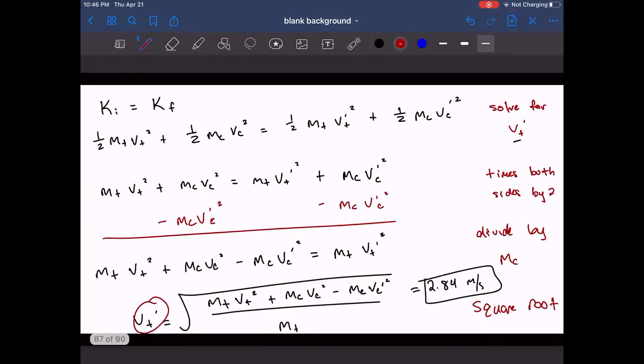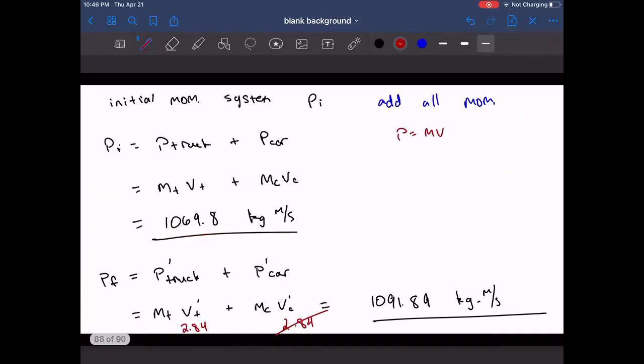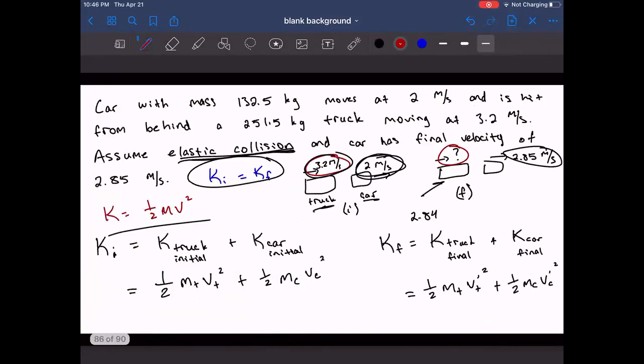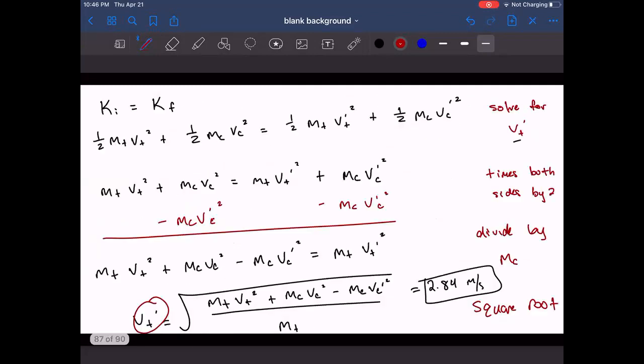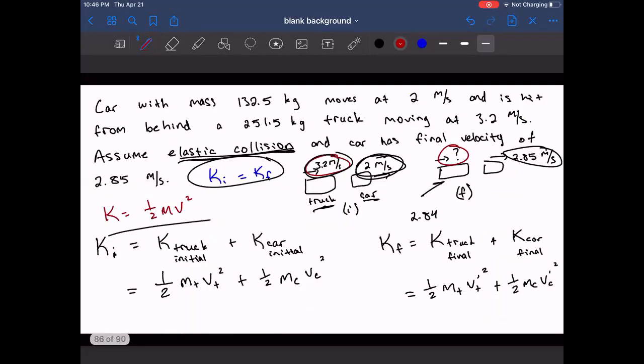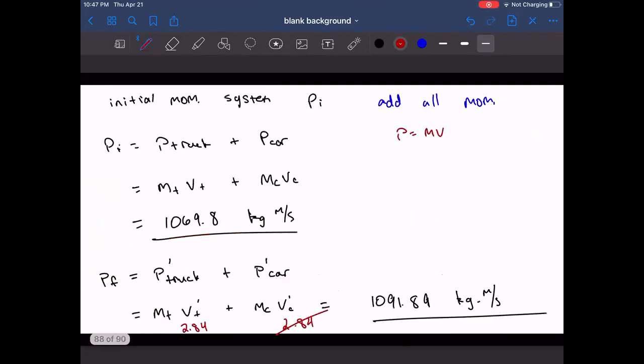It's not going to be 1091, but it will be the momentum. The final momentum of the truck is the mass of the truck, 251, times 2.84 on this one. It should be a little closer, and I was surprised it wasn't conserved before, but let's check. It might work out this time. Plus 132.5 times its final, 2.85, and the final answer. Oh, I did do it right.